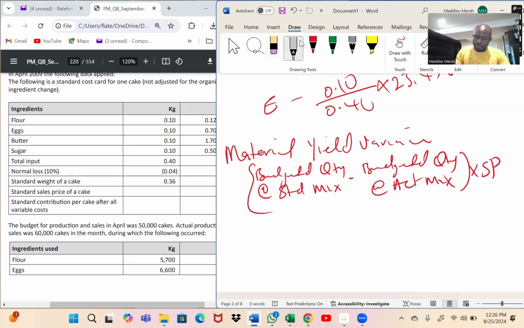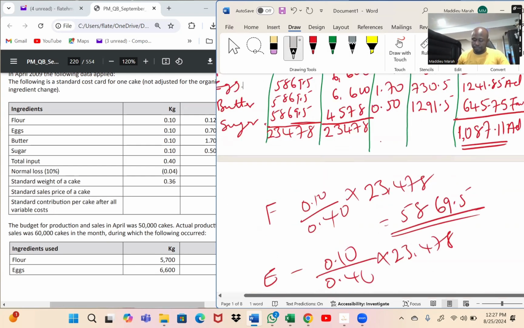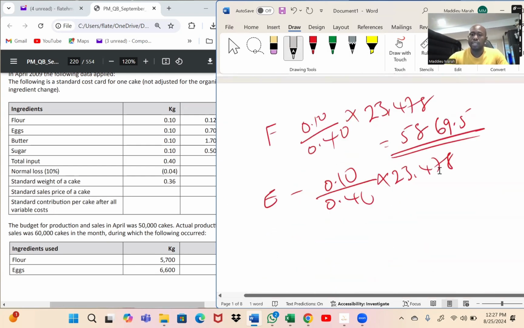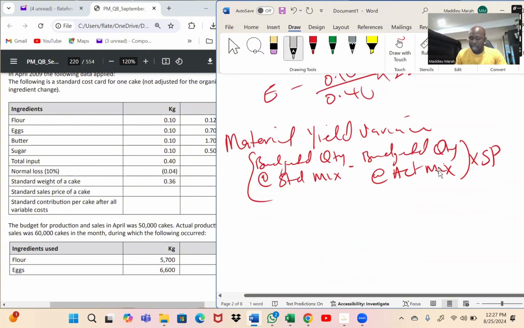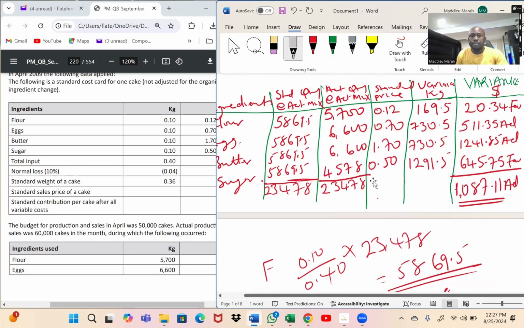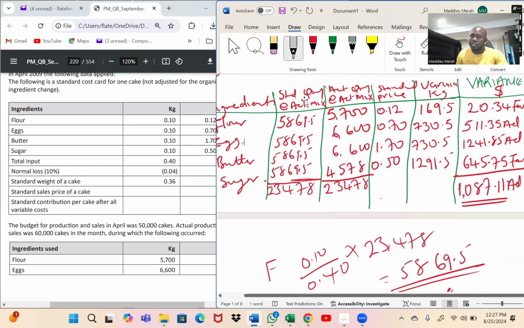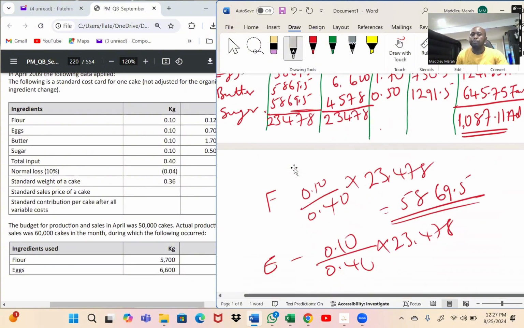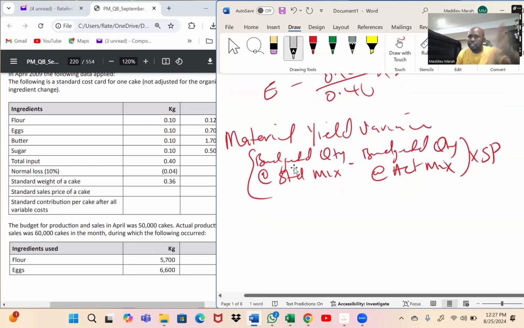If you notice, when we did our first calculation, the mix variance, we have this same formula coming up. Remember? When we did the first one, this projected quantity at actual mix comes up. So this is the same, standard quantity at actual mix. We just bring that figure when we do the table because it repeats.